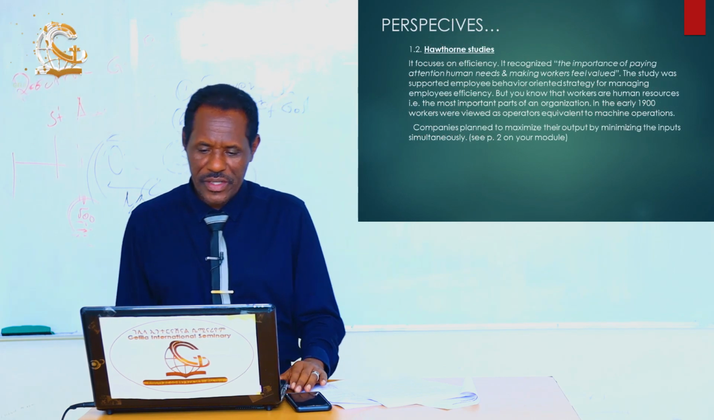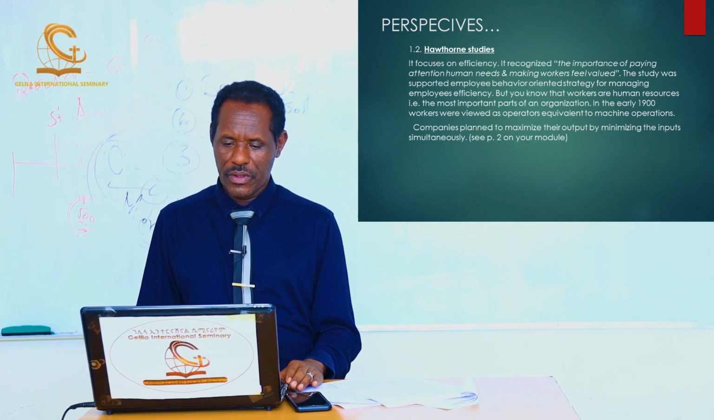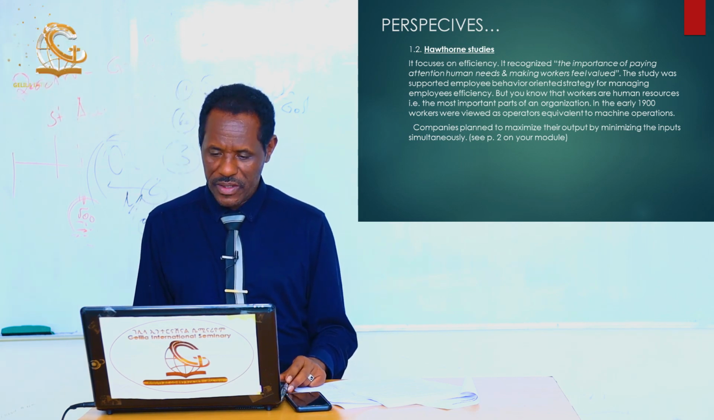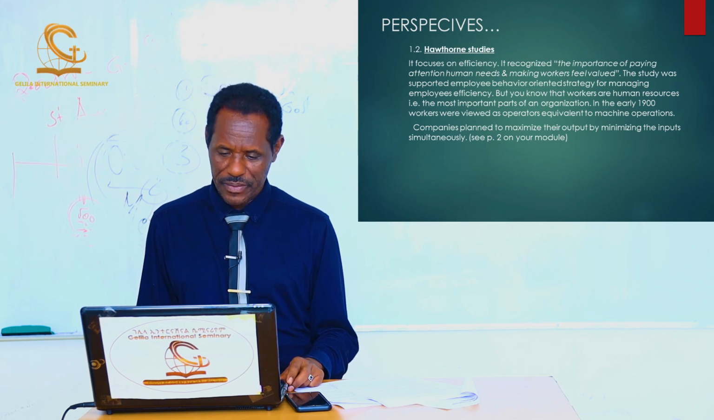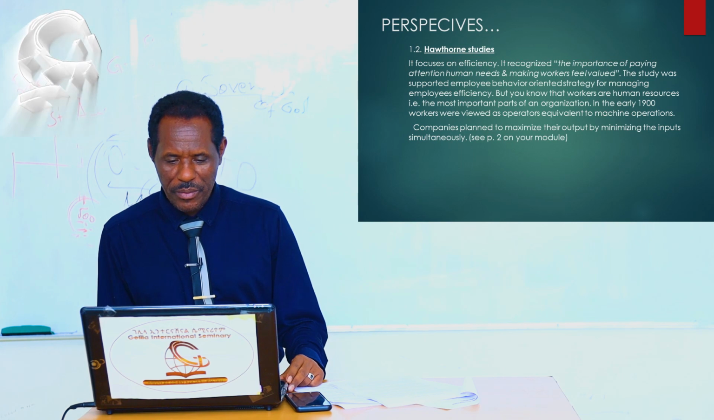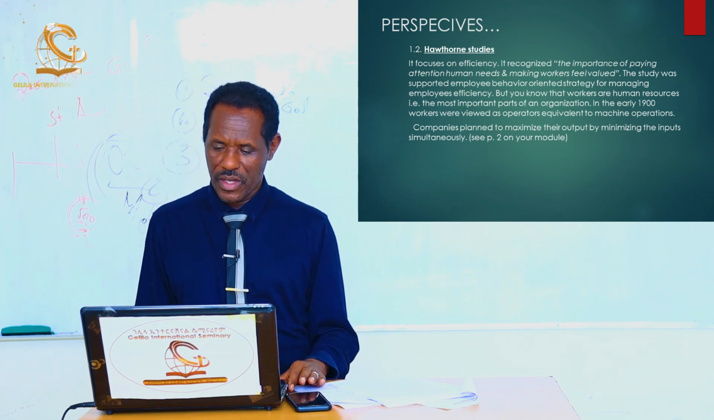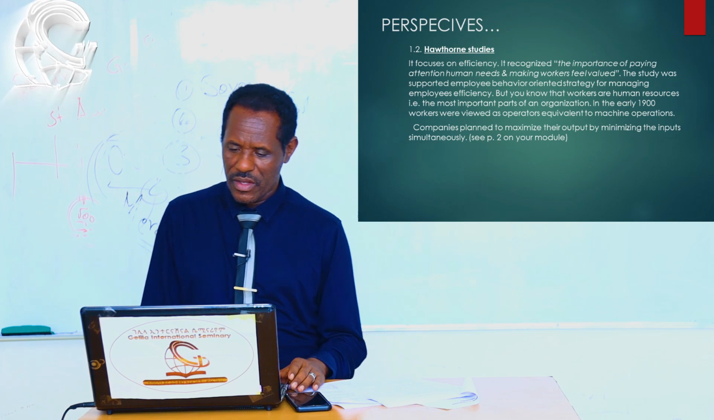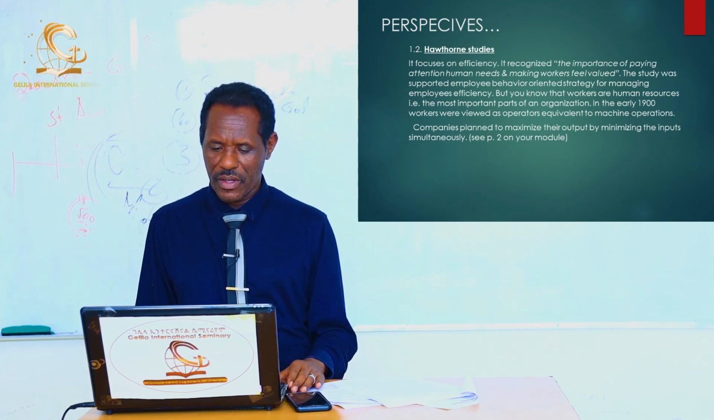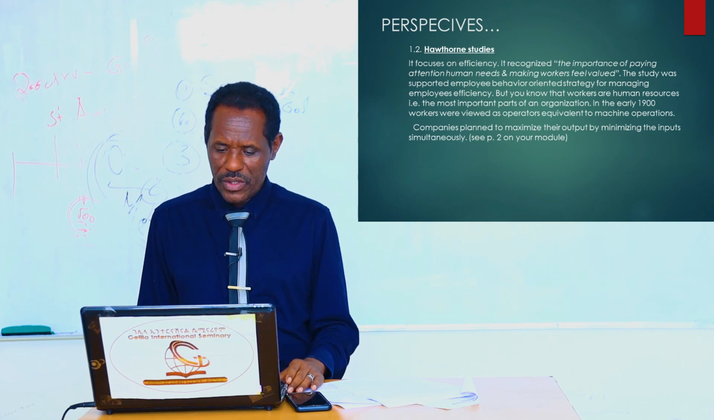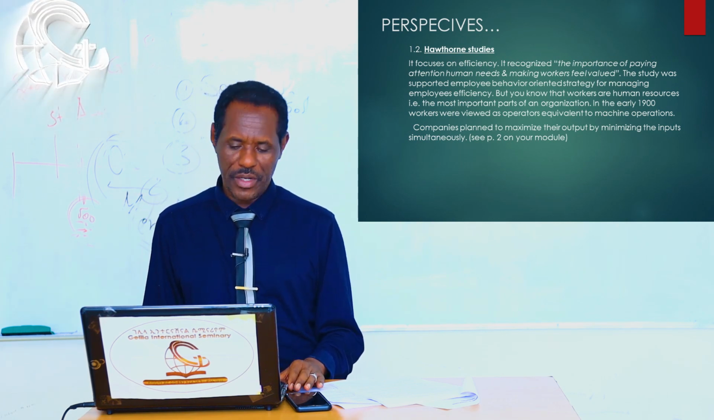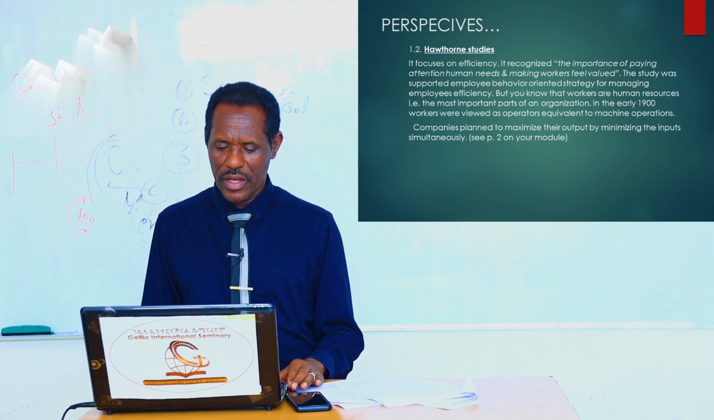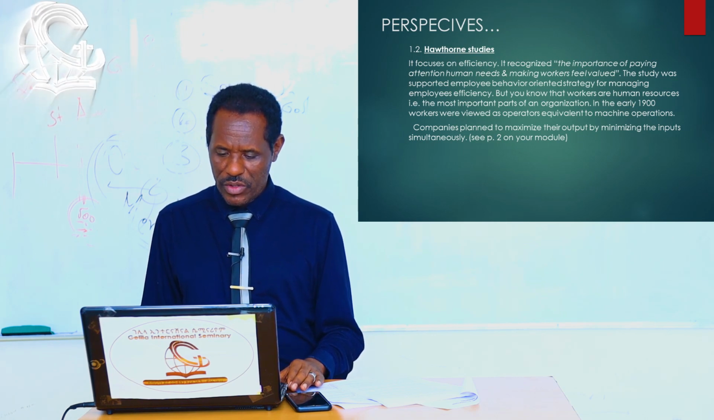The other one, Hawthorne studies. It focused on efficiency. It recognized the importance of paying attention to human needs and making workers feel valued. The study supported an employee behavior-oriented strategy for managing employees' efficiency. But you know that workers are human resources, the most important part of an organization. In the early 1900s, workers were viewed as operators equivalent to machine operations. Companies planned to maximize their output by minimizing the inputs simultaneously.